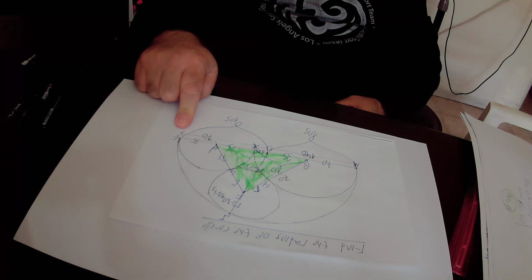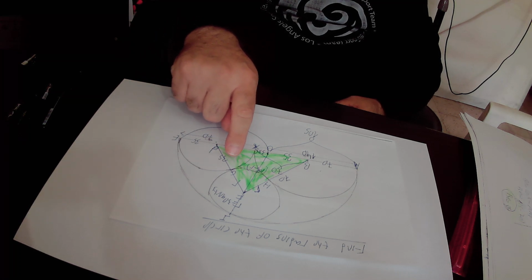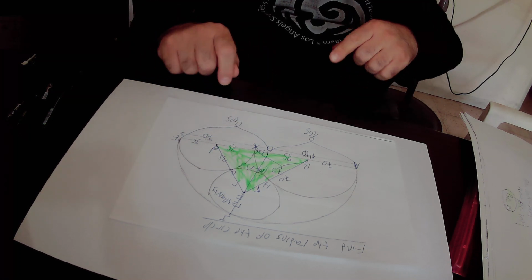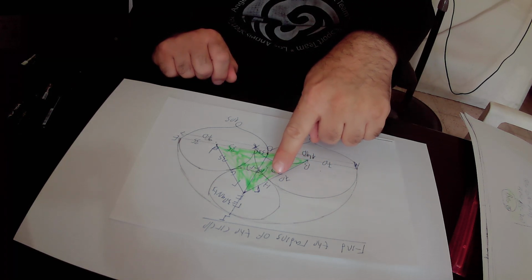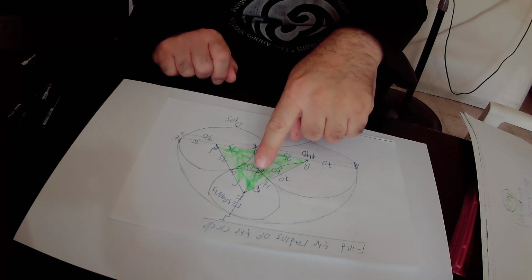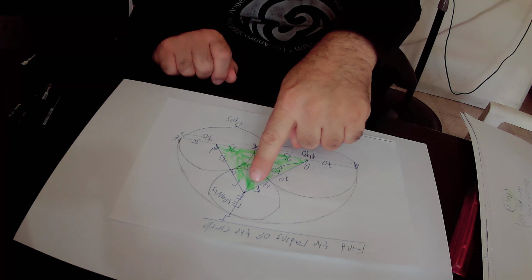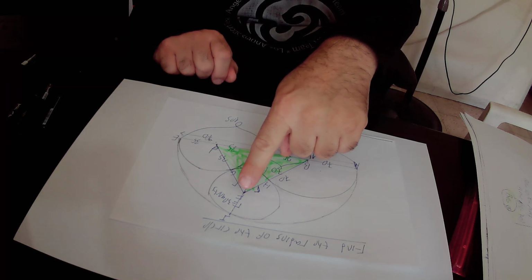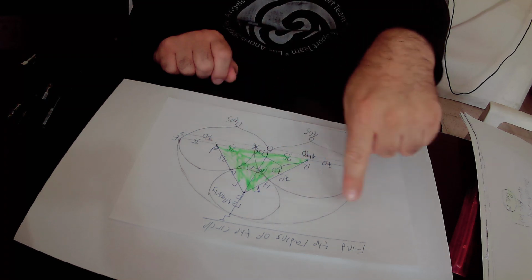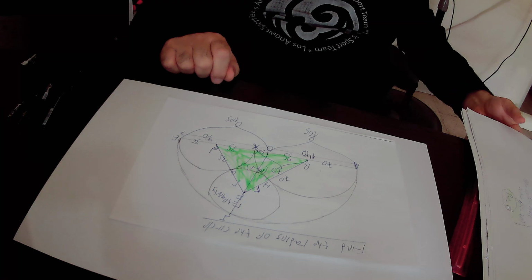Okay, then we defined the touching point of the circle and the smallest semicircle as G. We defined the touching point of the circle and this semicircle as H. We defined the center of this circle as point F, and finally we defined the touching point of this circle with the biggest semicircle as point I.